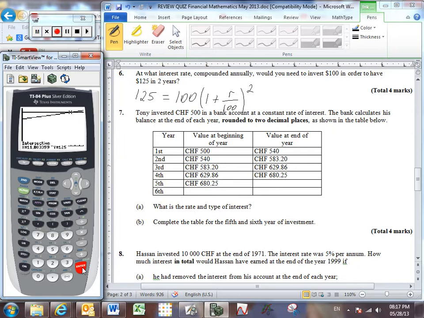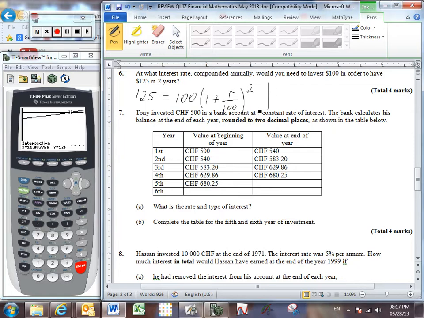And so a quick sketch of the situation will serve as my work. That's y1 equals 125, and then I've got this growing function, y2 equals 100 times 1 plus x over 100 squared, and the intersection point we can see occurs at 11.8 and 125. That implies that the interest rate is going to be 11.8% when I round to 3 significant figures.